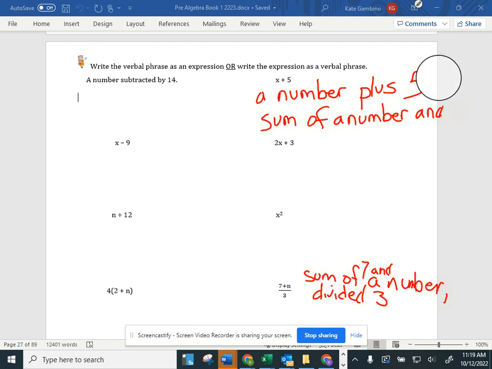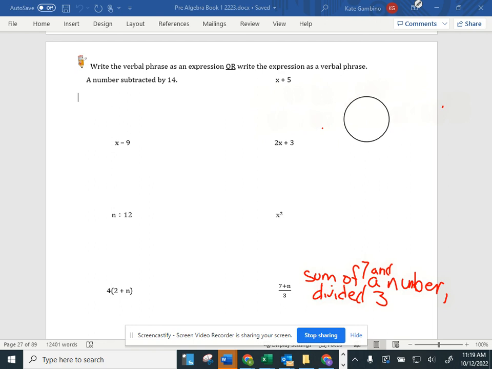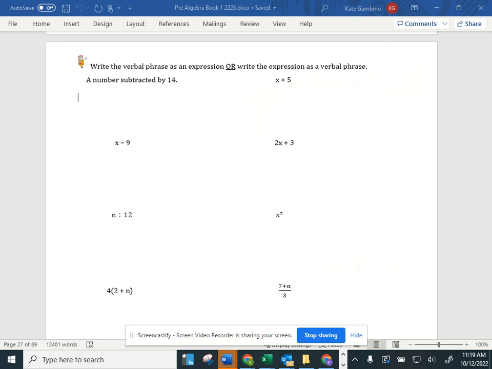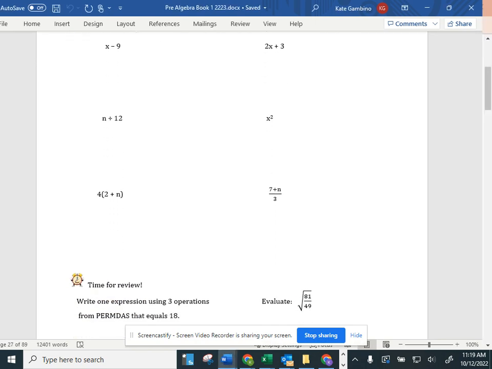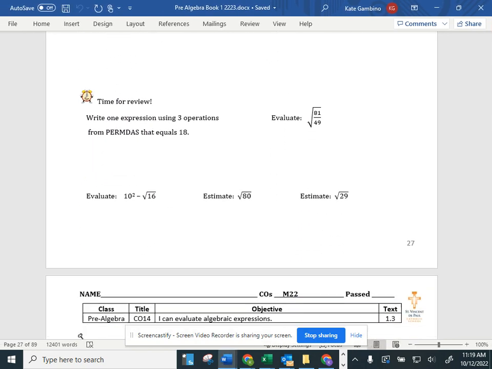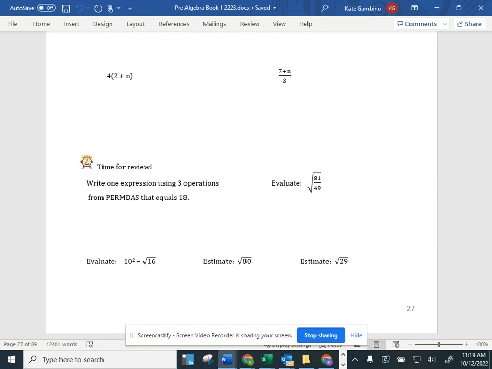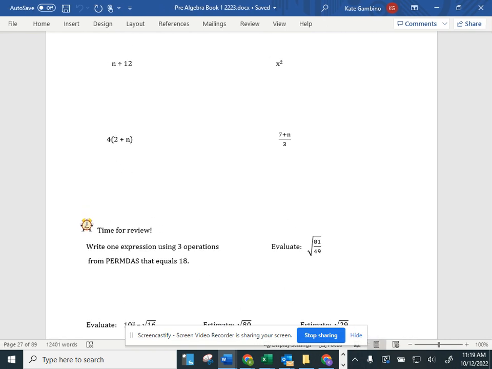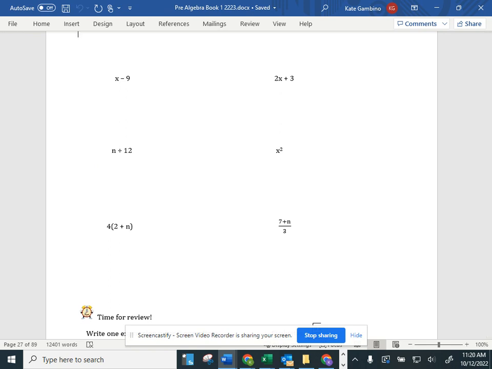So it's a little bit trickier when we have to write our expression out. We have to really think about how we're writing that sentence, that expression. And then we have our review. Okay, so we've got our review problems to do. Any questions on today's work?